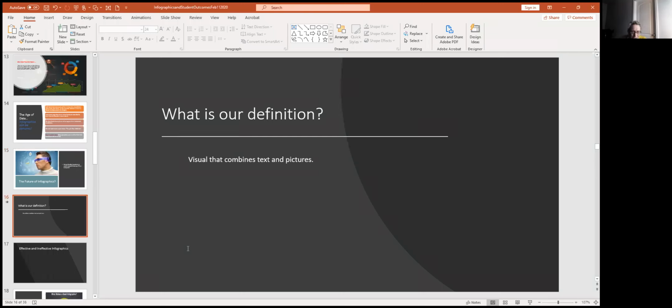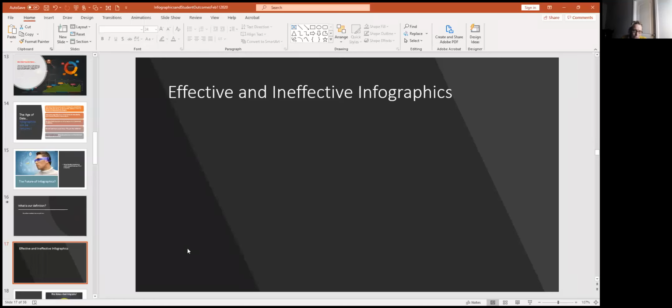So what is our definition of an infographic? I would enjoy dialoguing. As we know, we've had a little bit of a glitch with my Zoom. So I'm going to keep going on my presentation, and then hopefully there'll be a little bit of time to dialogue at the end where I can switch back to the Zoom screen. But I would like to dialogue. What is our definition of infographics? I think we would see a little bit of variation from person to person, but I'm going to say it is a visual that combines text and pictures.